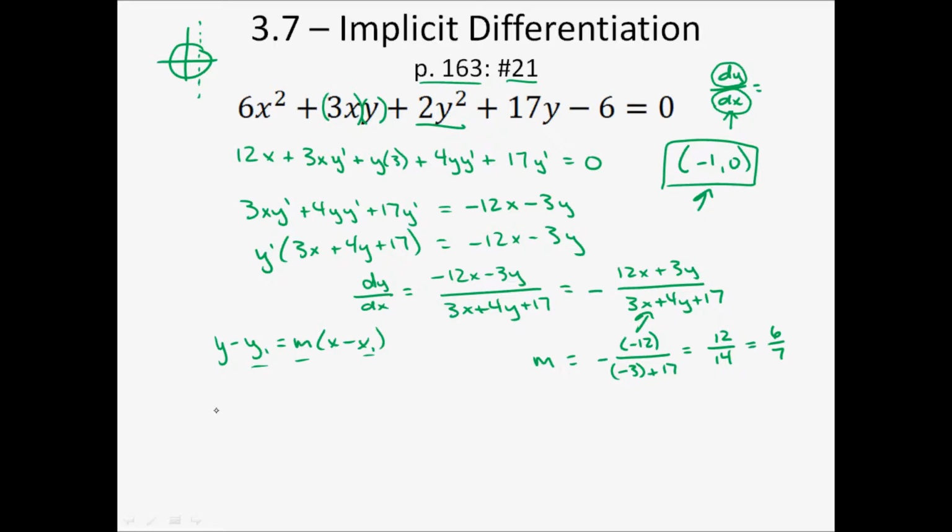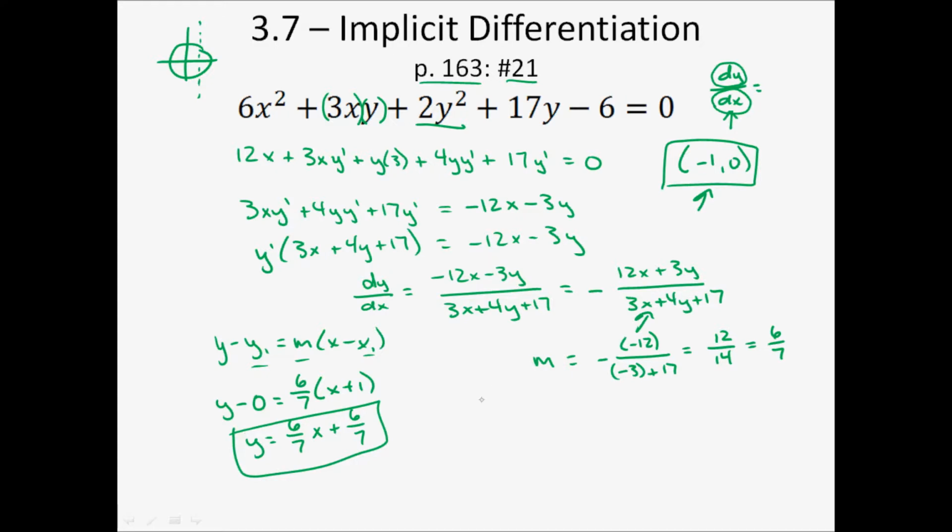Great, so let's plug these things in. So y minus the y-coordinate equals the slope of the tangent line times x minus the x-coordinate. So we have y equals 6/7 of x plus 6/7. And usually you guys add that 0, but obviously we don't have to worry about that. So this should be the tangent line.